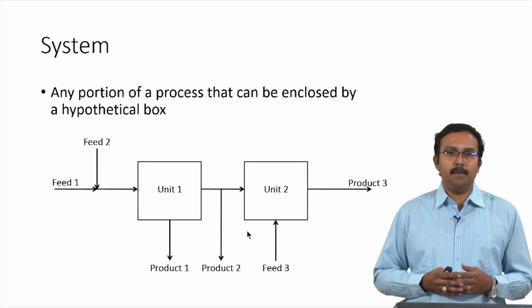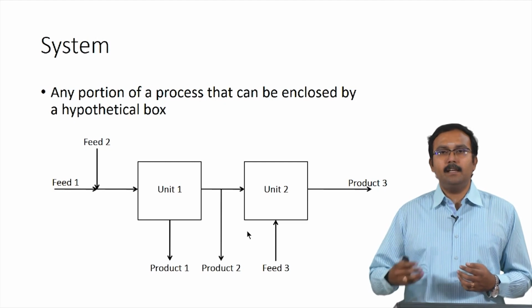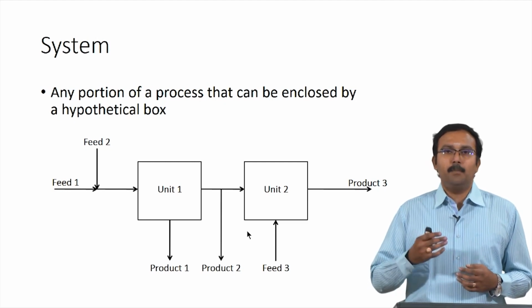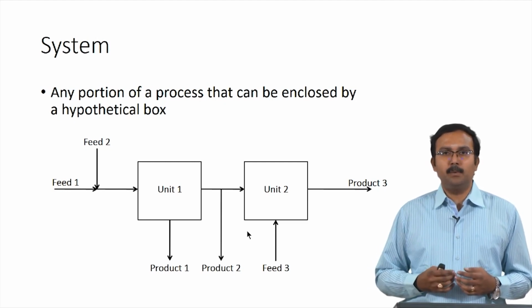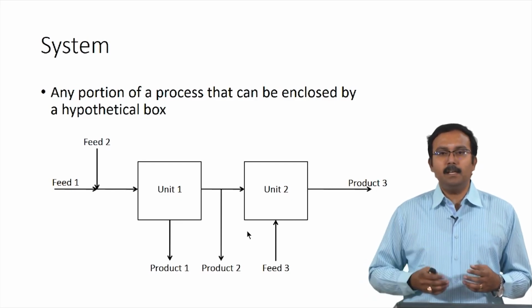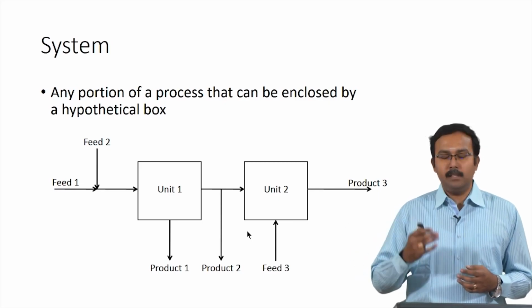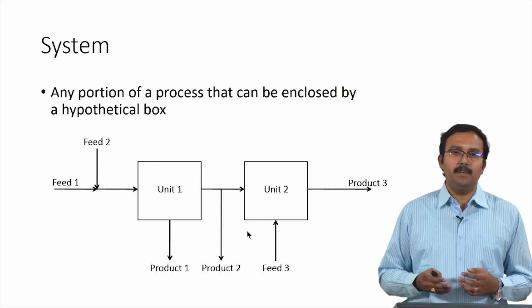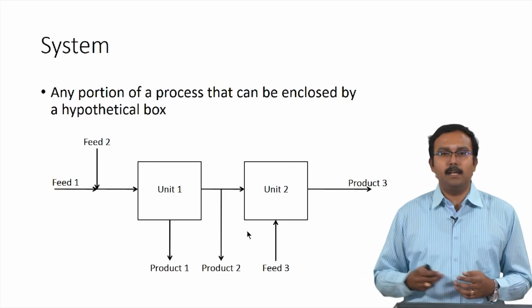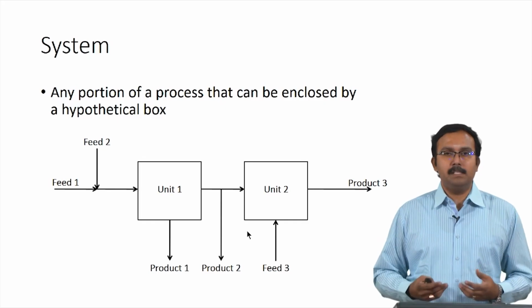So here is an example problem where you have two feeds which are getting mixed to then enter into unit 1. A product stream is recovered from this unit 1, and another product stream which leaves unit 1 is split into product 2 and the input for unit 2, and this unit 2 has another input which is feed 3, finally forming product 3. So this particular process can actually have multiple systems.